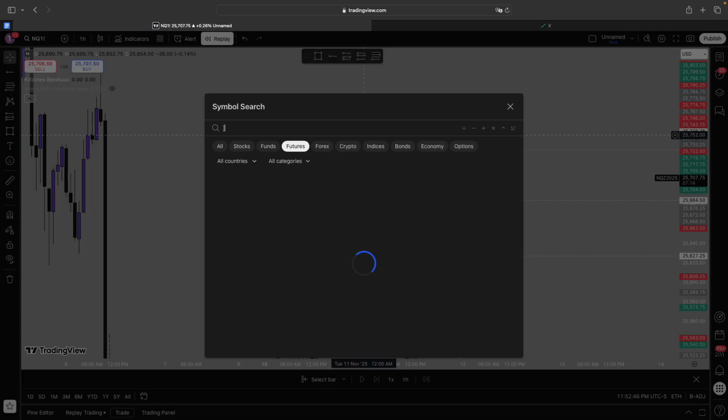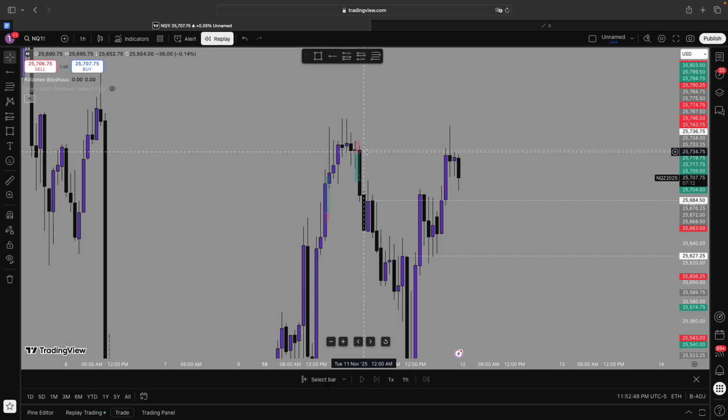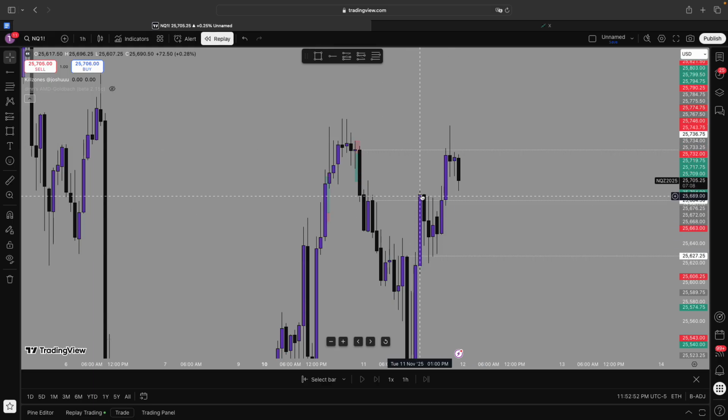Let me get rid of some of these lines so we're not getting too confused here. Our range went from here to here. Now it's going from here to here. So we're looking for our entries, and you had to keep an eye on this fair value gap there. We would have wanted to fill that before taking any entries to go higher.